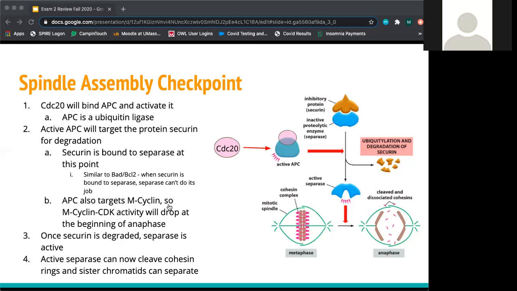But so yeah, once APC targets securin, that means securin is going to be degraded because it's targeted with ubiquitin. So since securin is gone now, separase is going to be active. And separase's job is to cleave cohesin rings so the sister chromatids can separate. So you have that, securin is gone, separase active, can now cleave cohesin around the sister chromatids, and that will be your passing to anaphase because the sister chromatids can separate.